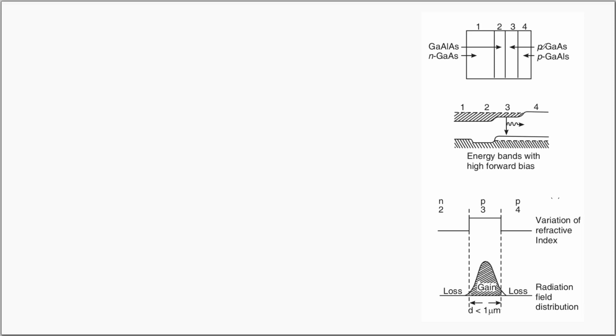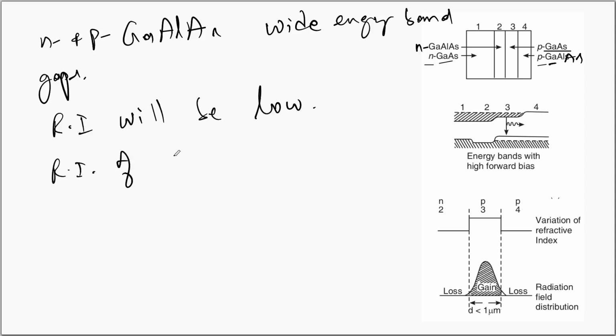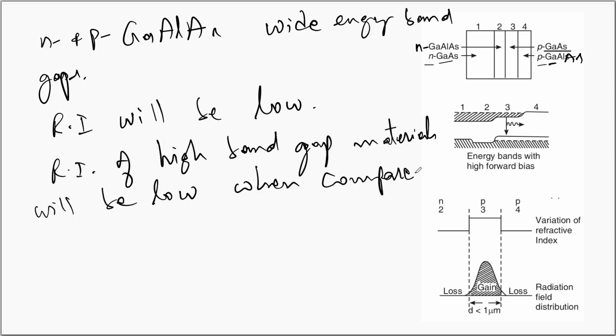Layer number 3 is P-type gallium arsenide. On the right side we have P-type gallium aluminum arsenide, and on the left side of the P-type gallium arsenide we have the N-type gallium aluminum arsenide. The first layer is the N-type gallium arsenide, and these two layers, the N-type and P-type gallium aluminum arsenides, have wide energy band gaps. When you have a wide energy band gap, the refractive index will be low, because the refractive index of high band gap materials will be low when compared to narrow energy band gap solids.